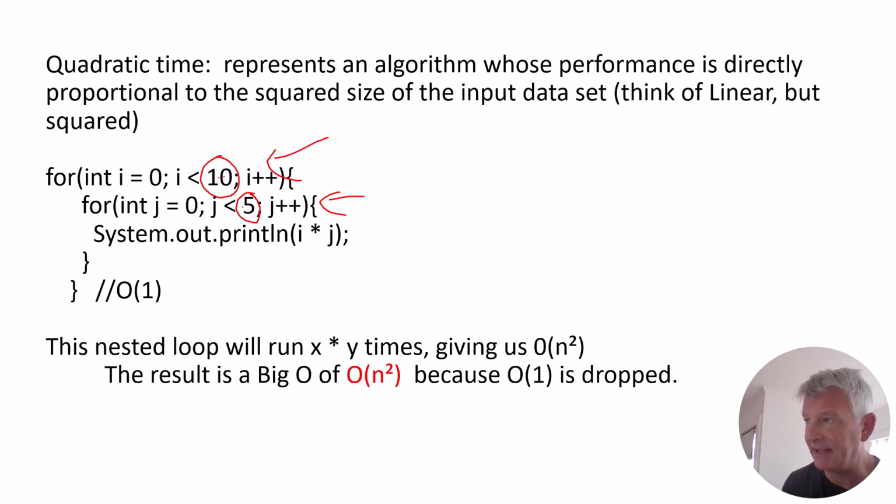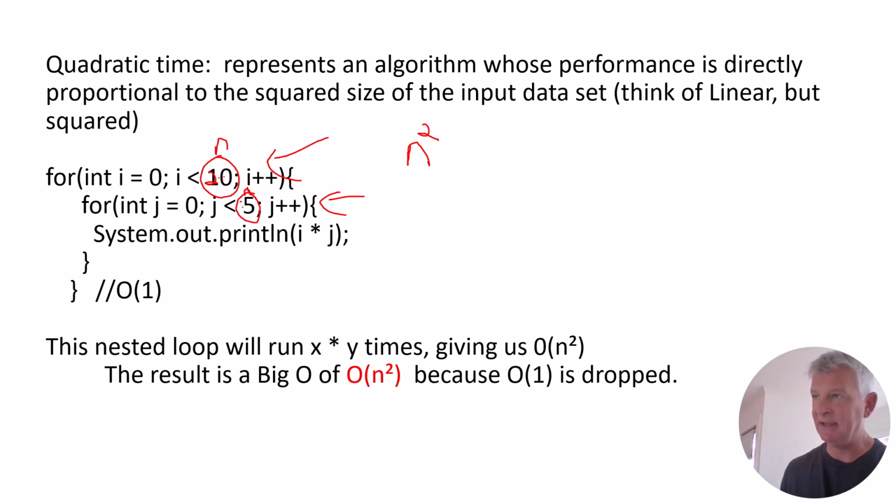This times this. Now ignore i and j. Let's say this is n and this is n. Well, n times n, that's n squared. So if this ran 20 times and this ran 5 times, 5 times 20 would be 100 times. This would run 100 times. N times n. And this is a nested loop.